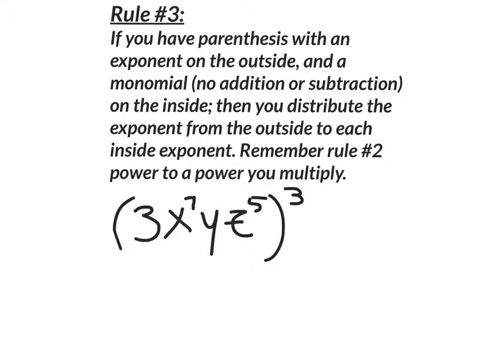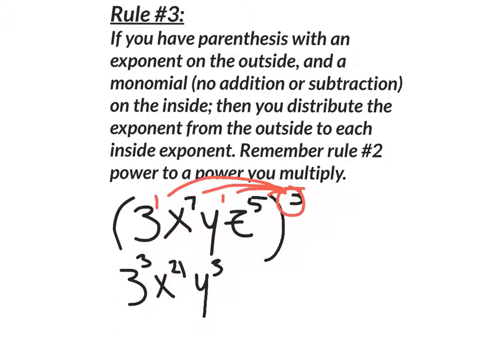How to get that answer? Let's actually show the work here. There's a power of 1 on the 3. There's a power of 1 on the y. Let's take this outside exponent 3 and distribute it to each and every one. So we really have 3 to the third power, and we have x to the 21 power because 7 times 3 is 21. We have y to the 3 power because 1 times 3 is 3. We have z to the 15th power because 5 times 3 is 15.